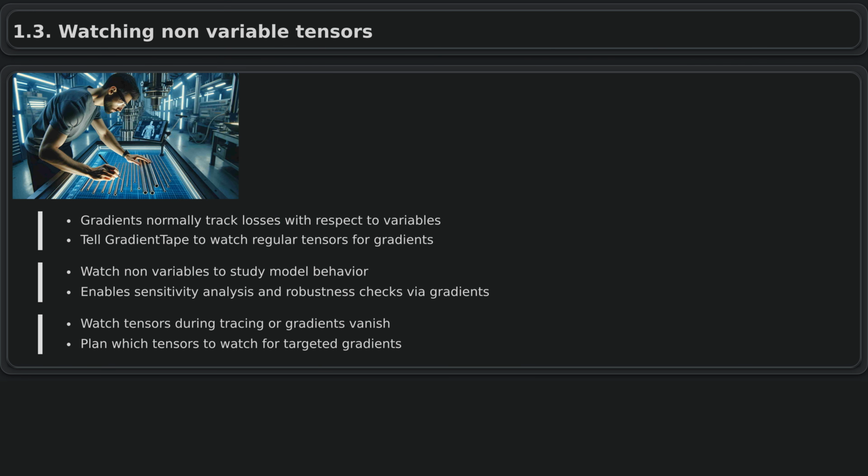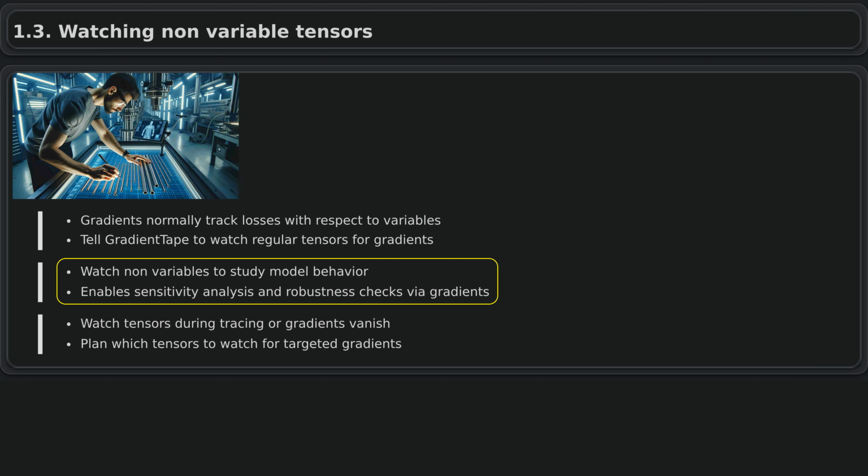Watching non-variable tensors. In automatic differentiation, the system mainly tracks how a single loss value depends on trainable parameters, which are special variable objects. Real models also use intermediate tensors, such as temporary results or constant inputs, that are not variables but may still need gradients. To get gradients with respect to these regular tensors, you must explicitly mark them to be watched during computation. This tells the system to include them when it calculates how the loss depends on everything involved.